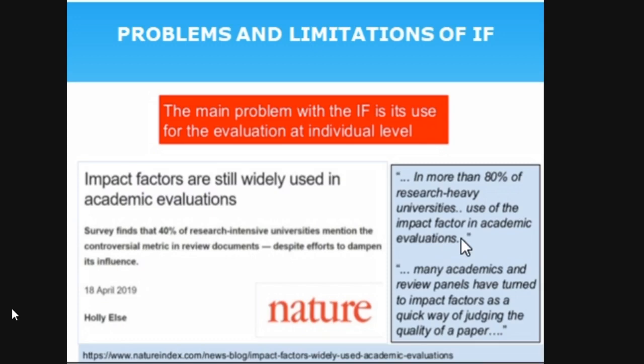That means if you are publishing in a high impact factor journal, you are good. That research is good. That is what they are considering. Simple. Many academicians and review panels have turned to impact factors as the quick way of judging the quality of the paper, but that is not true actually.